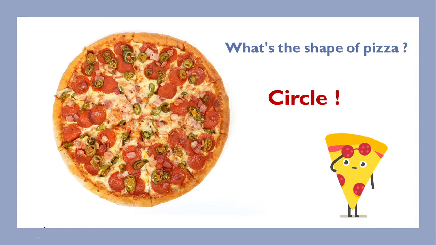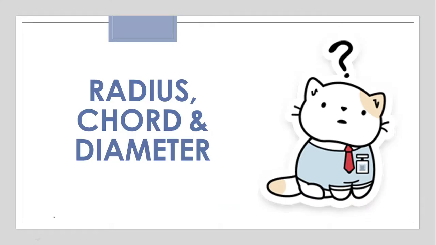Now, this circle which we have seen in the pizza, we have also seen in wheels and in various other objects. In that circle, today we are going to learn what its various components are. As we discussed in the beginning, today we will be seeing the radius, chord and diameter. And like the kitty, you might be excited to know what exactly these terms are. So let's have a glance.